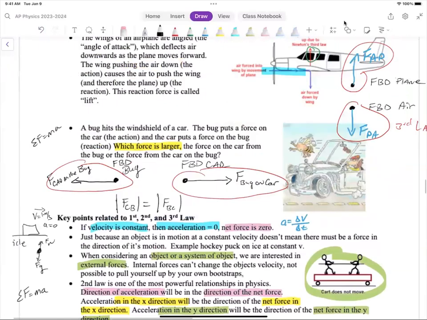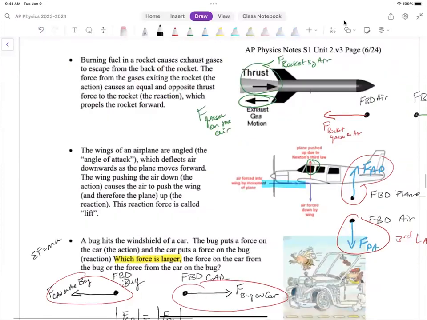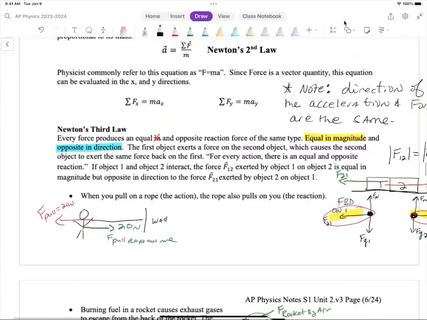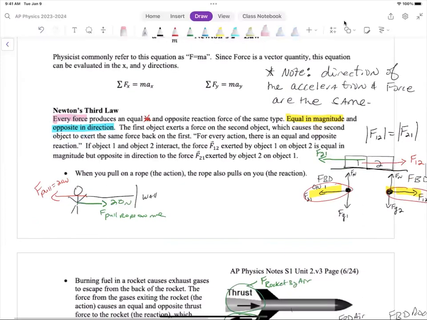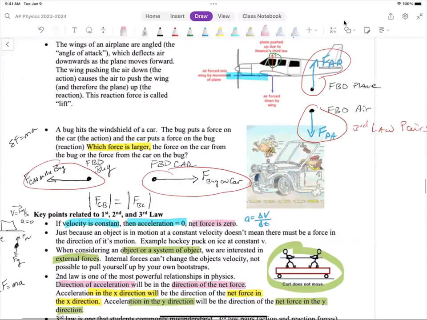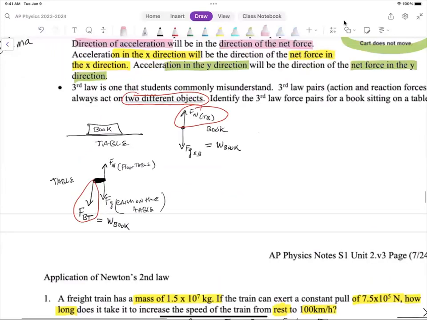Let me ask you this question. Go back. Every force, not one force, every force produces an equal and opposite reaction force. Now go back. Where is the third law pair for the force of gravity?